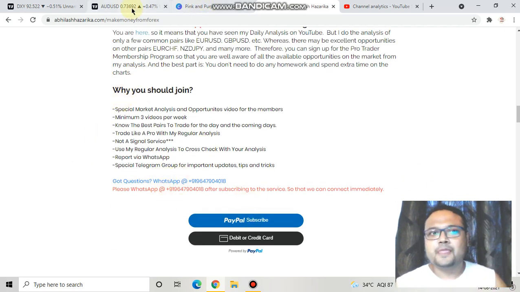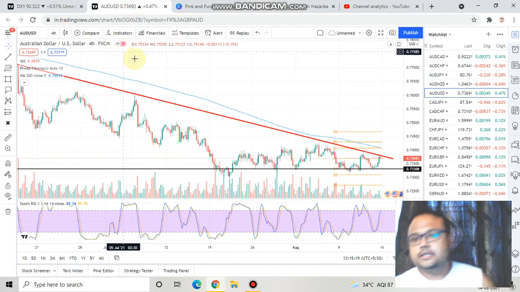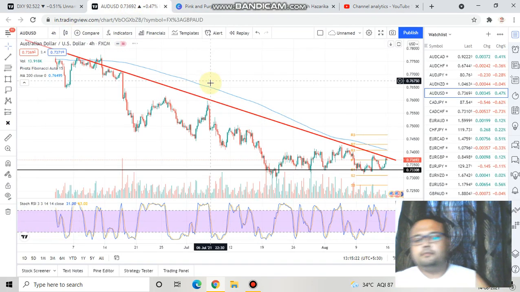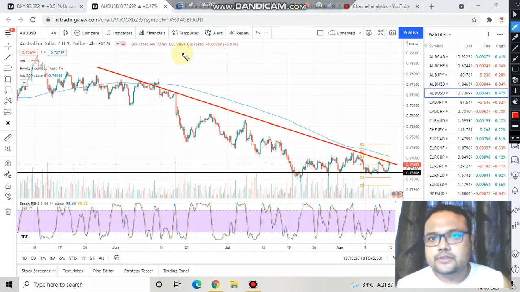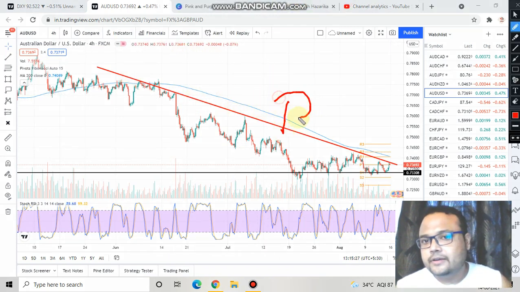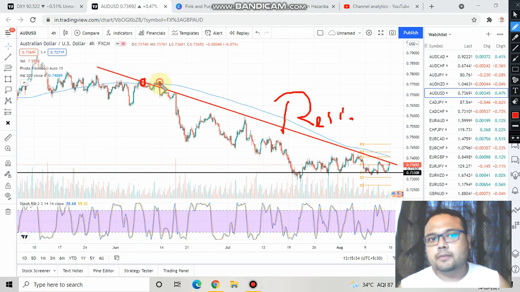So let's go back to the AUD USD chart again. Let's discuss these two lines. This line at the top is the resistance for the market. As you can clearly see, whenever the market was trying to go up, it was facing resistance and selling pressure from above. Therefore, there is no doubt that this is a dynamic resistance for the market.